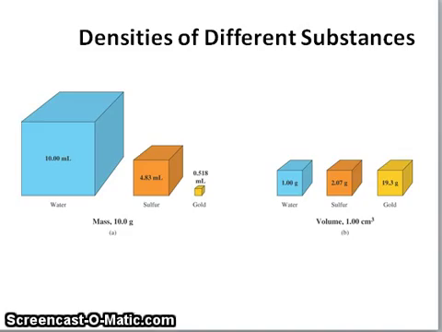Here are two ways to visualize what density is about. The first set of pictures show the relative sizes of 10 grams of water, sulfur, and gold. Note how little space 10 grams of gold takes up. The second set shows the masses of 1 mL, or 1 centimeter cubed, of the same substances. Note the different masses.